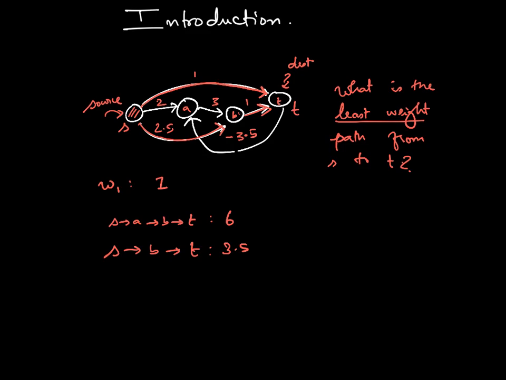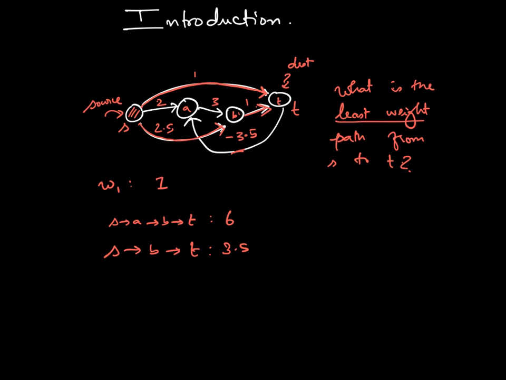So what about the negative edge here? Maybe I can go from S to A to B, B to T, T to A to B, B to T. But that makes no sense, because if I take this cycle here, 3 plus 1 minus 3.5, this cycle is going to have an extra weight of 0.5. So it makes no sense to take cycles. All right, and we will see this formally in a second.